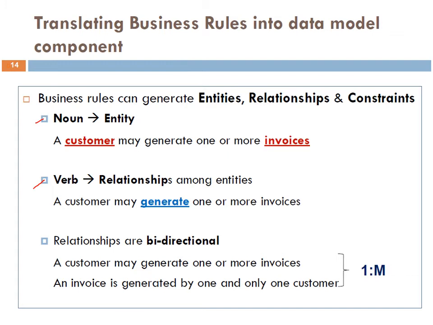For example, the business rule "a customer may generate many invoices" contains two nouns, which are customer and invoices, and a verb, generate, that associates the nouns, right? And the relationship here is bidirectional: a customer may generate one or more invoices, and an invoice is generated by one and only one customer, which means the relationship is one to many.